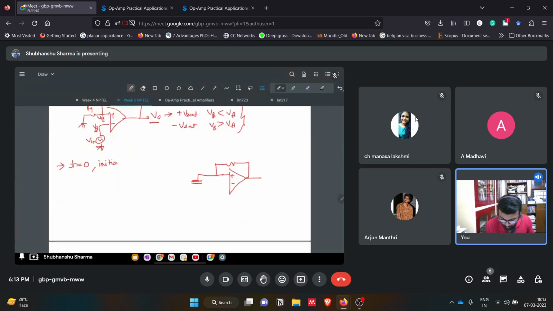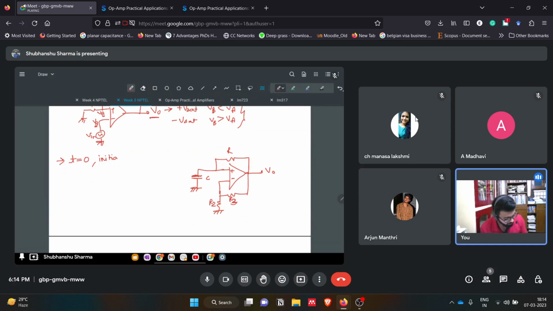So I'm making the astable multivibrator circuit here, so that we can simultaneously look at the circuit also. R, C, this is C. Okay, grounded. Fine. This we can say R2 or R3. This is R2.